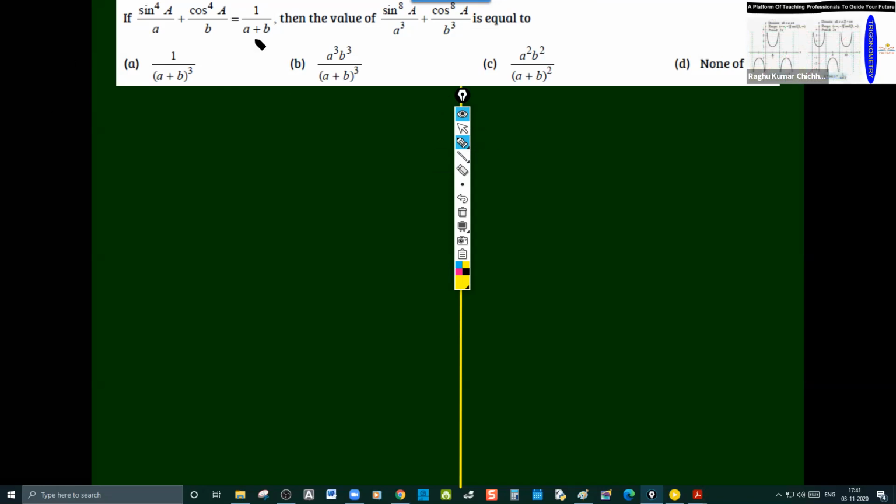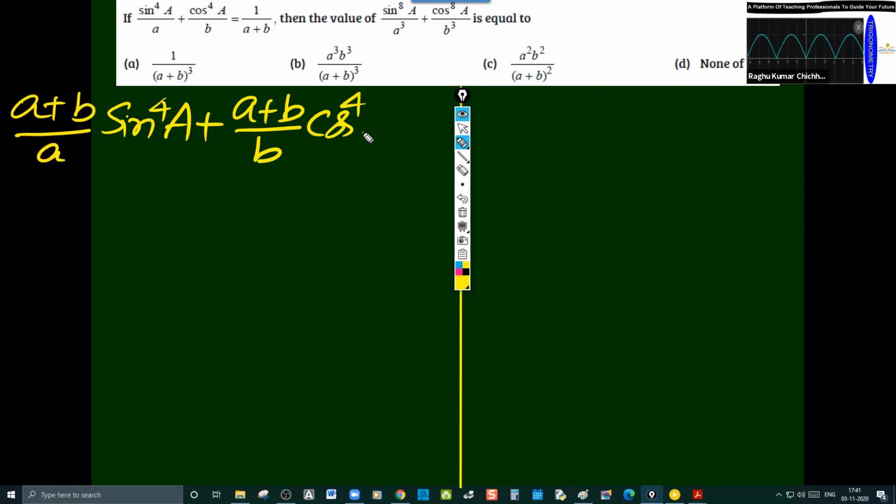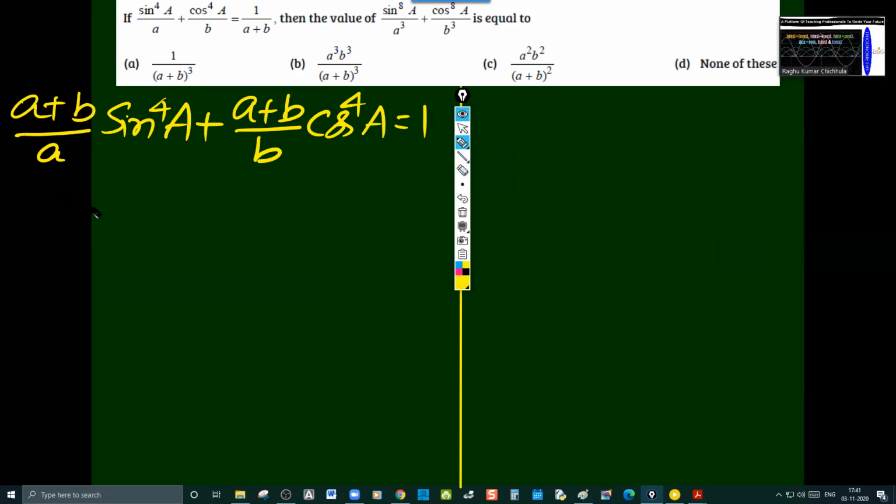Now let me start. Let me cross multiply this. You tell me, if you cross multiply, what do you get? A plus B comes to the LHS. And thereby, you will have (A plus B) upon A sine 4th A. There's no shortcut for this, please. And (A plus B) upon B cos 4th A is equal to what? I hope you understand what I'm writing there, please, both of you. A plus B cross multiply.